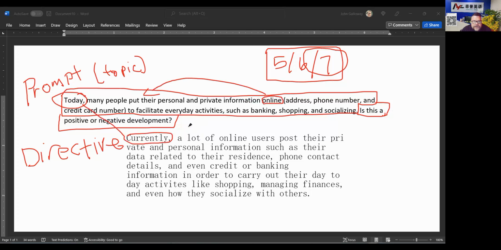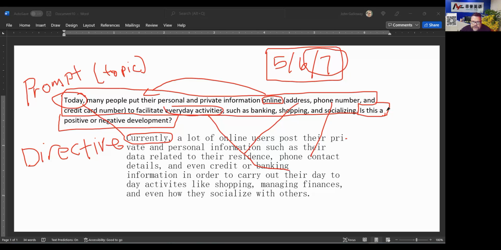So currently a lot of online users post their private, this should be dashed here, sorry, private and personal information such as their data related to their residence. In this case, that would be what? That would be sort of related to their address, their phone contact details, that's their phone number, and even credit card numbers, which I lumped in together here as even credit or banking information in order to carry out their day-to-day activities. And so that's our everyday activities. And so there's another example of paraphrase is good. And then the list here, I just sort of mixed up.